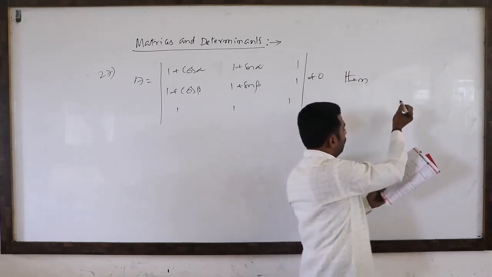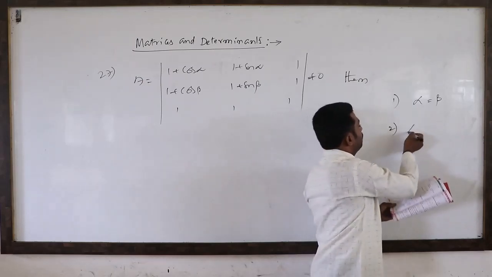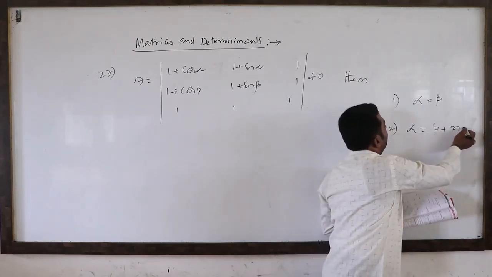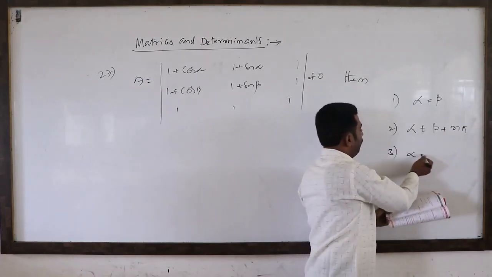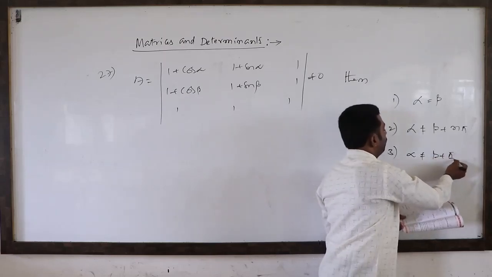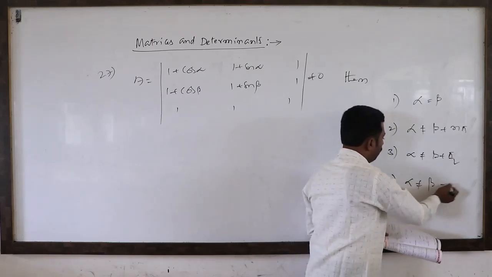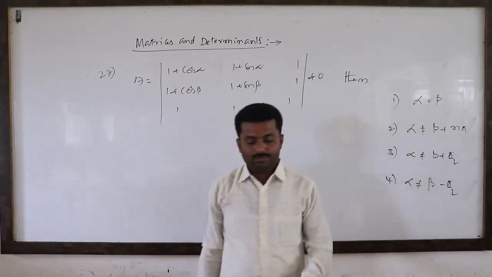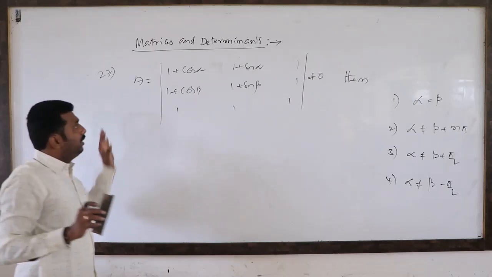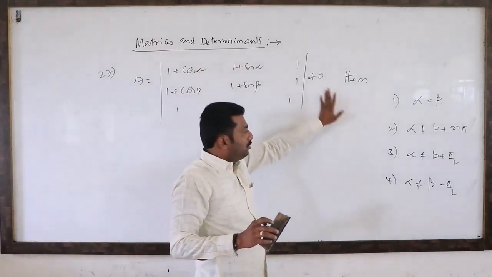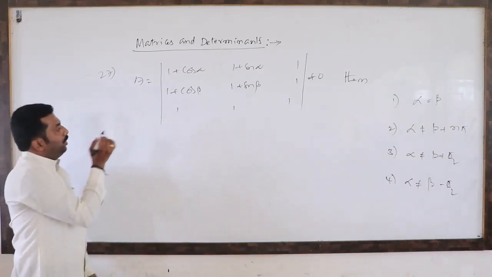then observe the options. First one is alpha equal to beta, second one is alpha equal to beta plus n pi, third option alpha is not equal to beta plus pi by 2. Fourth option is alpha is not equal to beta minus pi by 2. So options also they given like this. Very clear. This determinant is not equal to 0 means among the 4 options, which one is correct option? We have to guess. You observe the operation.